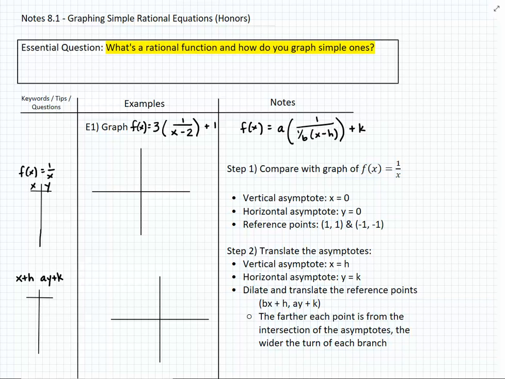Hello everybody, welcome to Notes 8.1 and the beginning of Unit 4. We've got a new function in the house and it's called a rational function. And we're going to get introduced to this new rational function today and of course start off by seeing how to graph them.